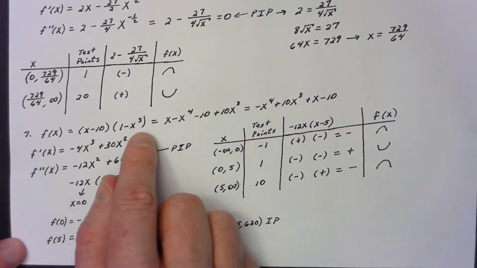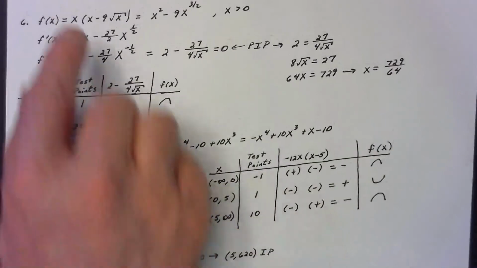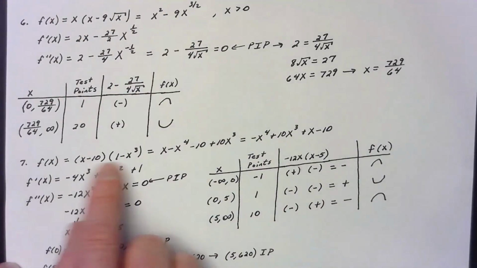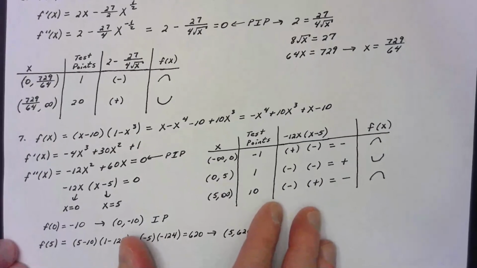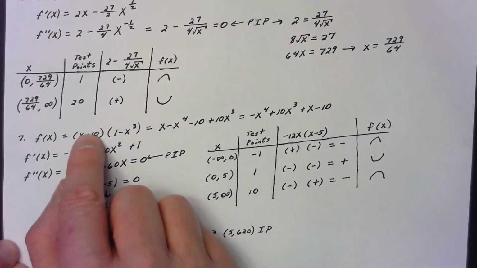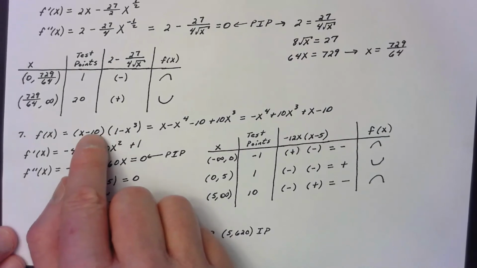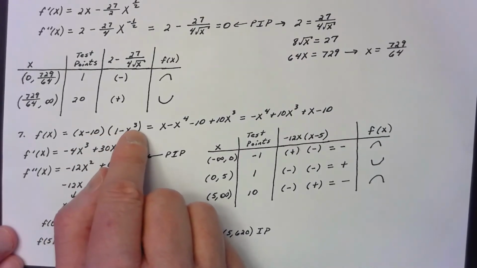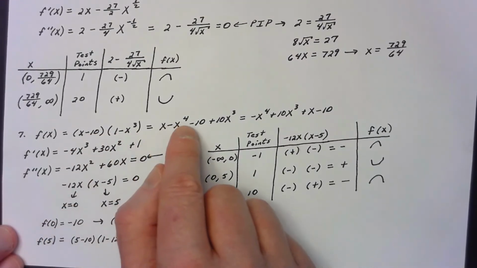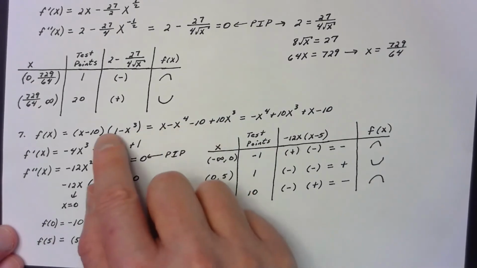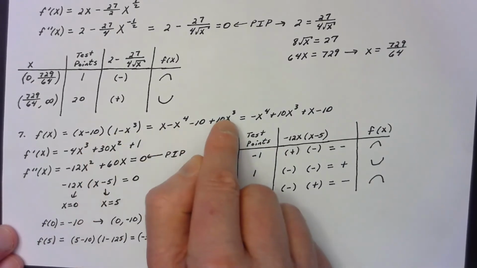Just like I did last time where I distributed the x through, I would recommend going ahead and doing the algebra first in this problem too. It makes the calculus easier. So the first thing I did here is I FOILed out these two binomials, x minus 10 times 1 minus x cubed, to get x minus x to the fourth minus 10 and then plus 10x cubed.